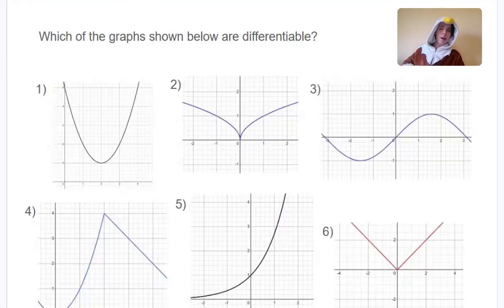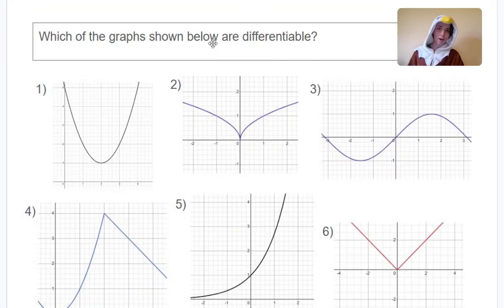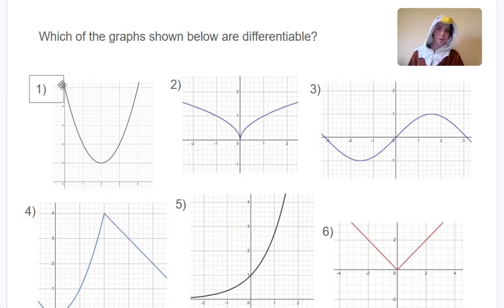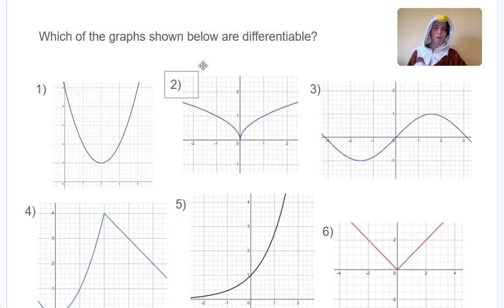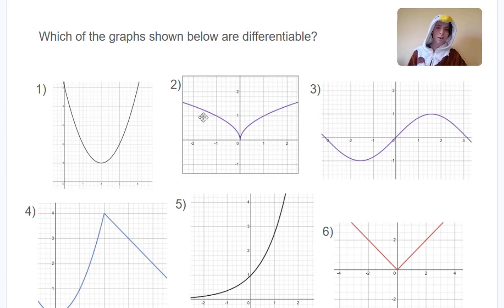And let's practice identifying differentiable functions. So we want to know which types of these graphs are going to be differentiable. So with one, they're just going down and then up. It's a smooth curve. So that's going to be differentiable. Two, that's a cusp, a sharp corner. It's not differentiable. It just changes direction instantly. No smooth transition of the derivative.